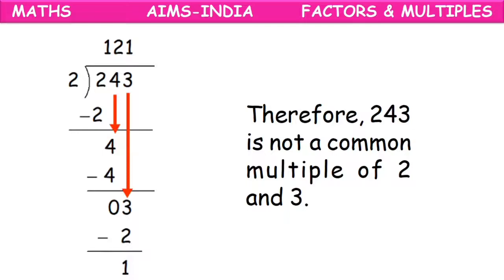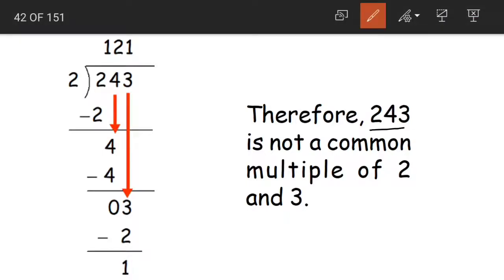Okay children, if we apply the divisibility rule here, 243 is not divisible by 2 as it is having 3 in the ones place. Yes, as it is not divisible by 2, we can directly say that it is not a common multiple of both 2 and 3. Yes, it should be divisible by both the given numbers, children. Okay, it should be divisible by both the given numbers. If it is not divisible by either of the numbers, then we can directly say that it is not a common multiple of the given numbers.